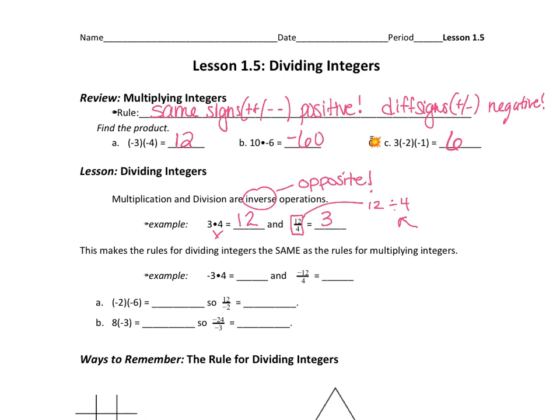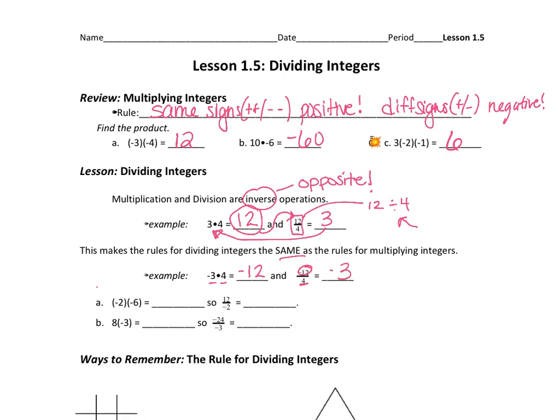Okay, so what we mean by opposite or inverse operations is that the answer here was 12, and look here, 12 divided by 4 ends up being 3, and 3 is over here. So everything's all connected. Use the same 3 numbers. So this makes the rule for dividing integers the same as the rule for multiplying. So we already learned the rule, it works for dividing too. So negative 3 times 4 we learned was negative 12. So negative 12 divided by 4 is going to be negative 3.